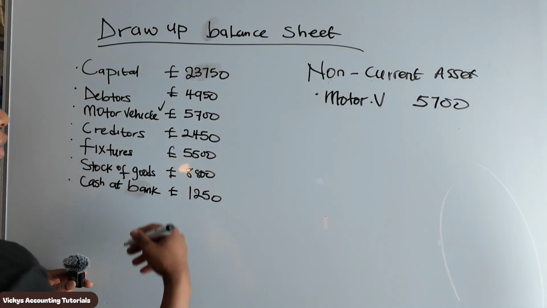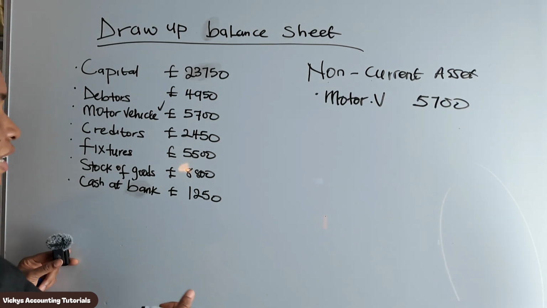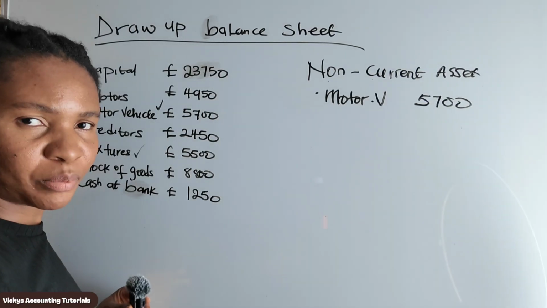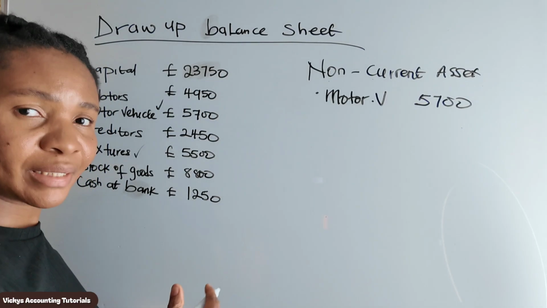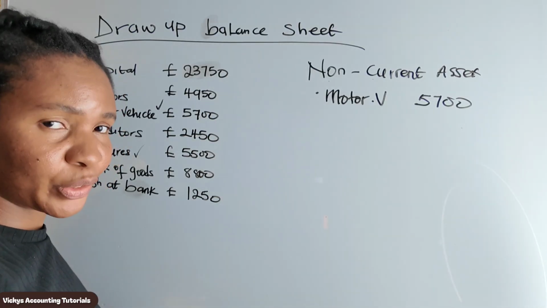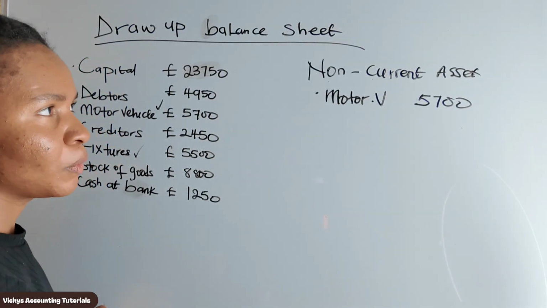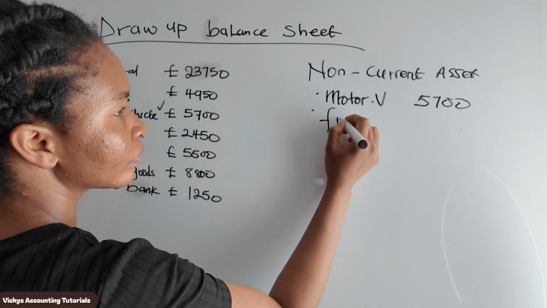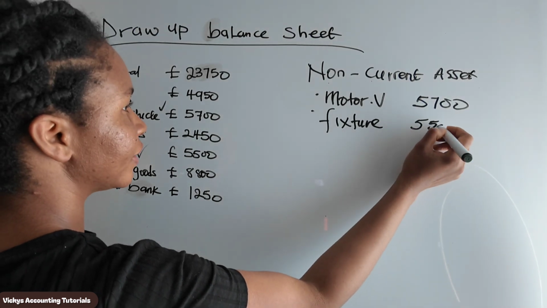So based on this transaction here, what else do you think goes under non-current assets? The next thing I can think of is fixtures, your tables, your furniture for the business. This cannot be easily converted into cash, so it is a non-current asset. It is used basically to generate income for the business, and therefore we classify it as a non-current asset. Fixtures. How much is it? 5,500.